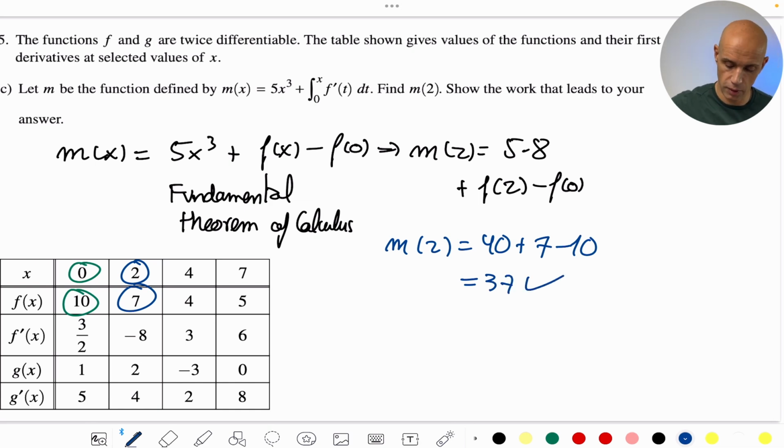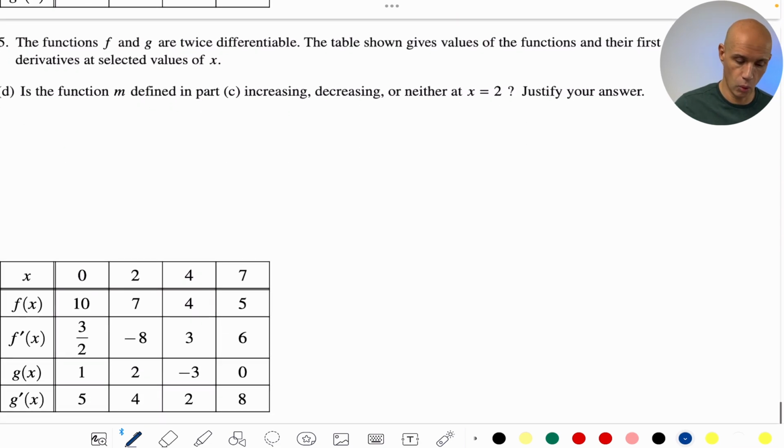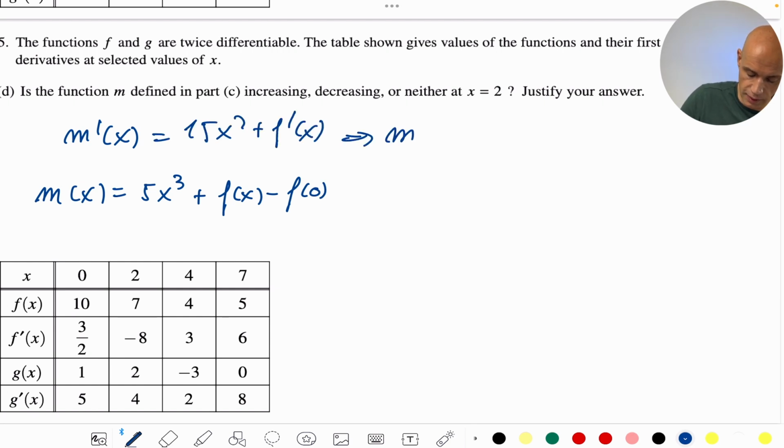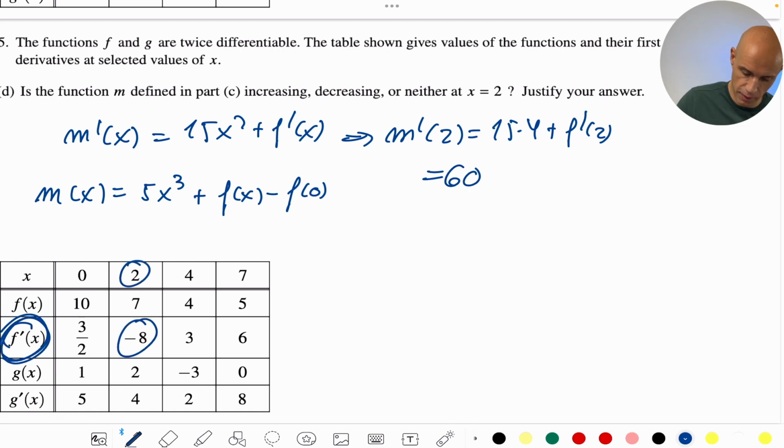Now let's move on to the next one, which is the last one. Yes, this is the last one. Now, for whether it's increasing or decreasing, I think we can do that very fast. What do we have to do? Remember that our function m of x was 5x cubed plus f of x minus f of 0. So the derivative is going to be 15x squared plus f prime of x. At point 2 it is 15 times 4 plus f prime of 2. Probably positive, right? Because it's already 60 here. But f prime of 2, be careful. f prime is minus 8. So it's still positive. So it's increasing.